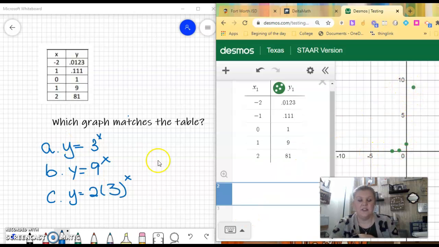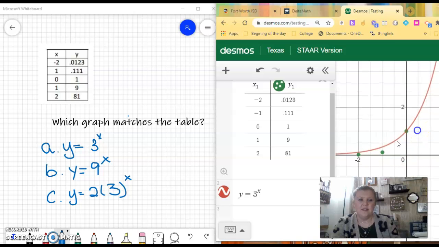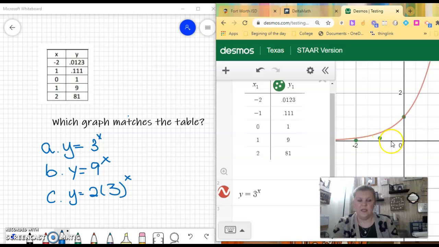Okay, so you can see the shape that it's going to take, and then all I have to do is graph my answer choices one by one. So y equals 3 to the power of x. If I zoom in, you can tell it's close, right? But it does not go through every point, and it has to go through every point. So we know A is not it.